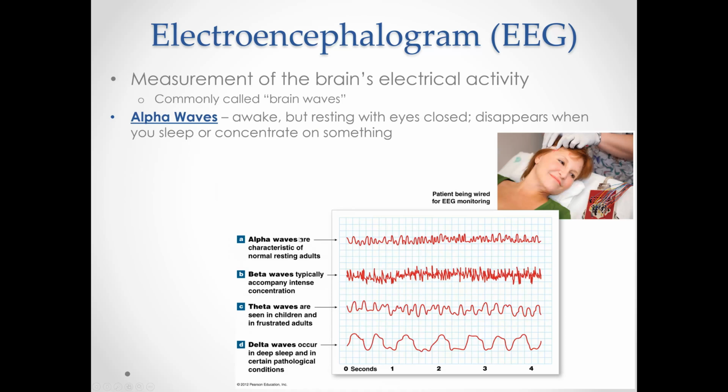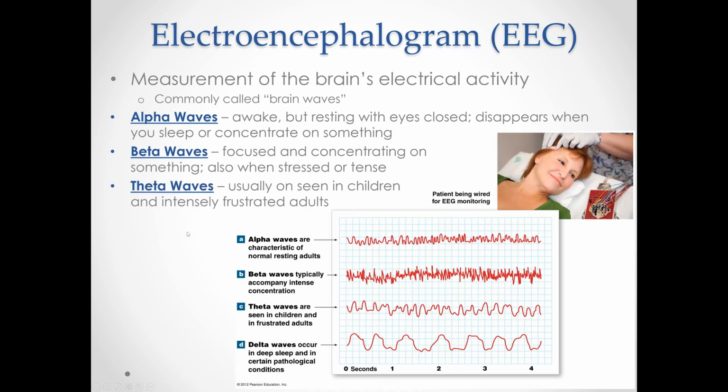Alpha waves are what you see when you're awake but resting, typically with your eyes closed, and they disappear when you go to sleep or when you concentrate on something. Usually once you open your eyes and you're looking around, your brain is focusing on what you're seeing and the alpha waves go away. Beta waves are when you're focused and concentrating on something. You can also see these when you're stressed or tensed, although I would tend to say that when you're stressed or tensed, that's because you're focused or thinking about something that's stressing you out.